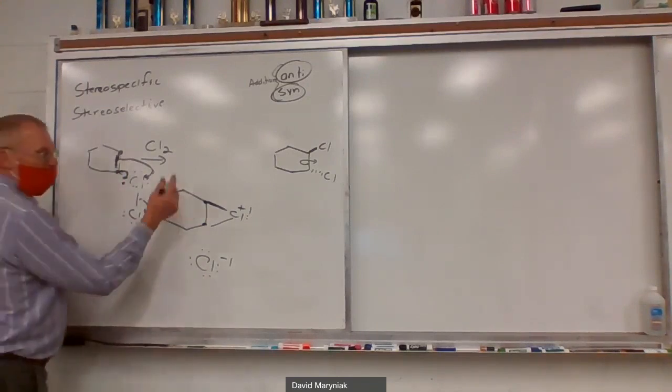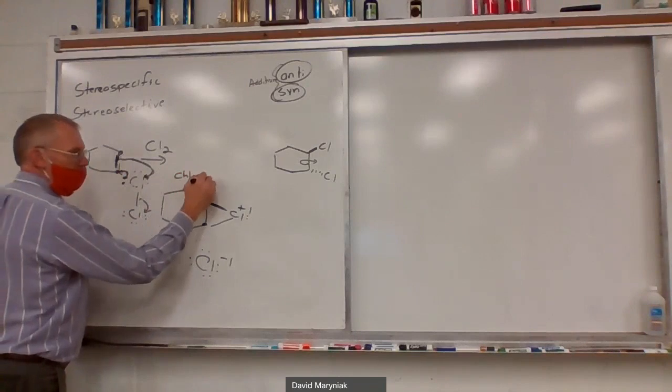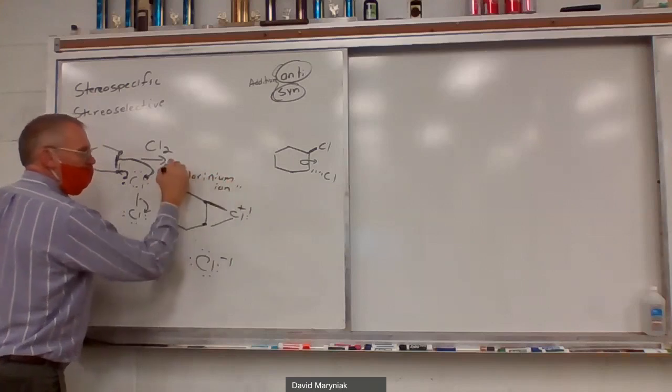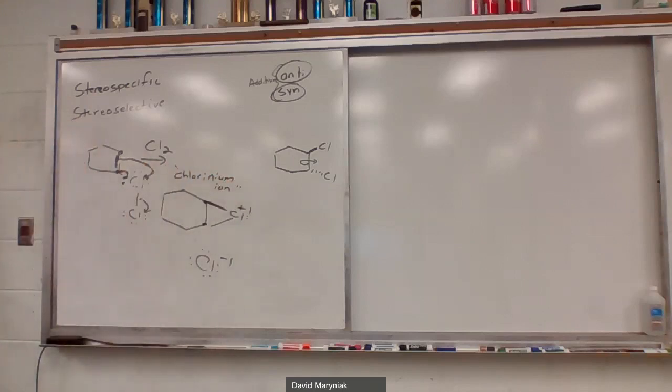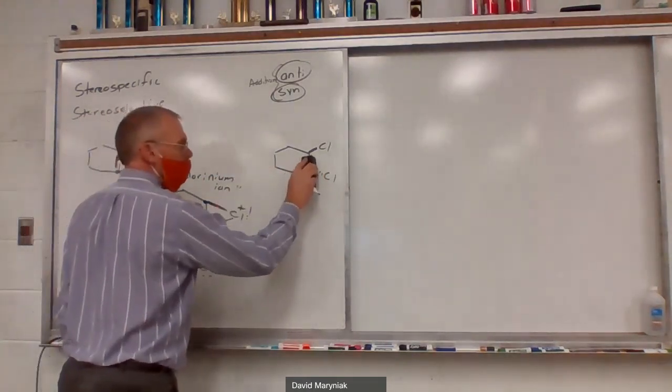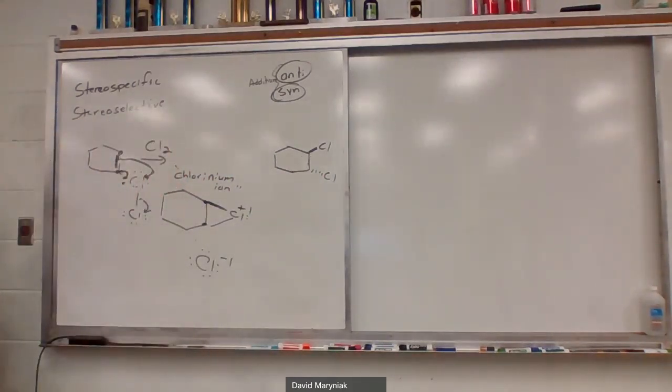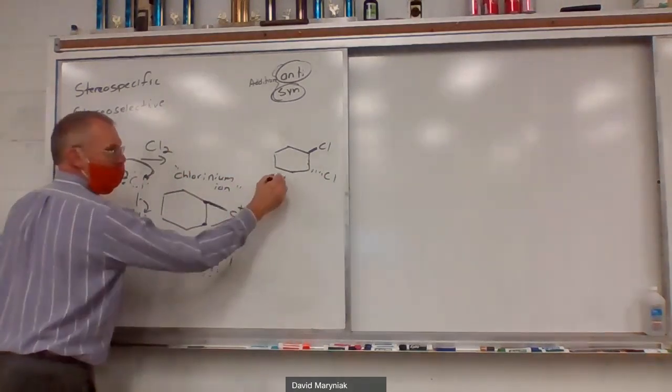And this is classic. It's called a chloronium ion. All right, why ion? Because it has a charge. Why chloronium? Because it's a positively charged chlorine thing. And what would you say happens now? Now it's really helpful to know where you're going.